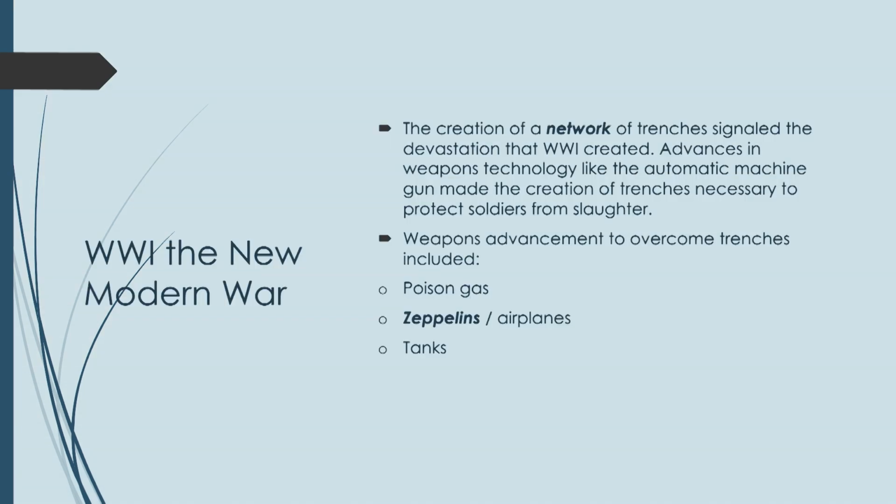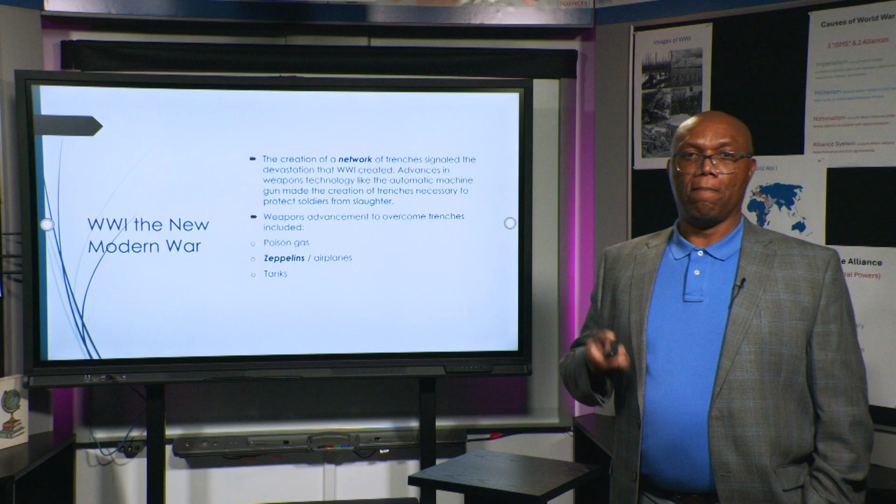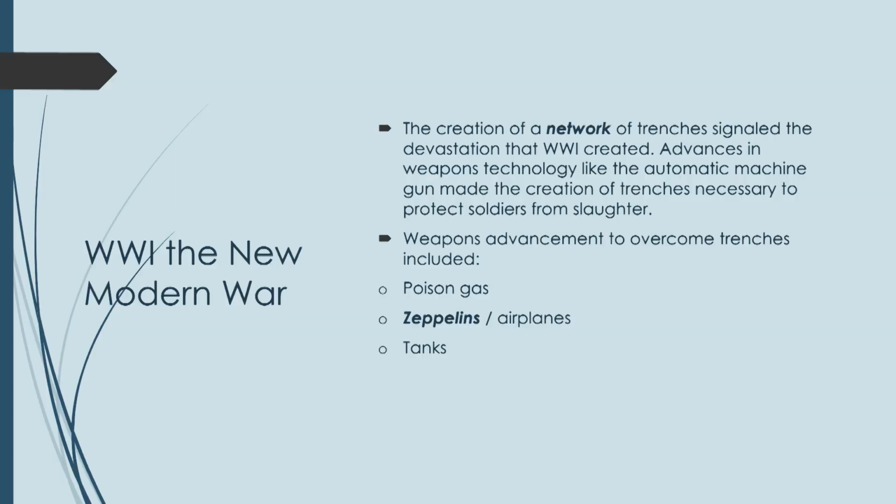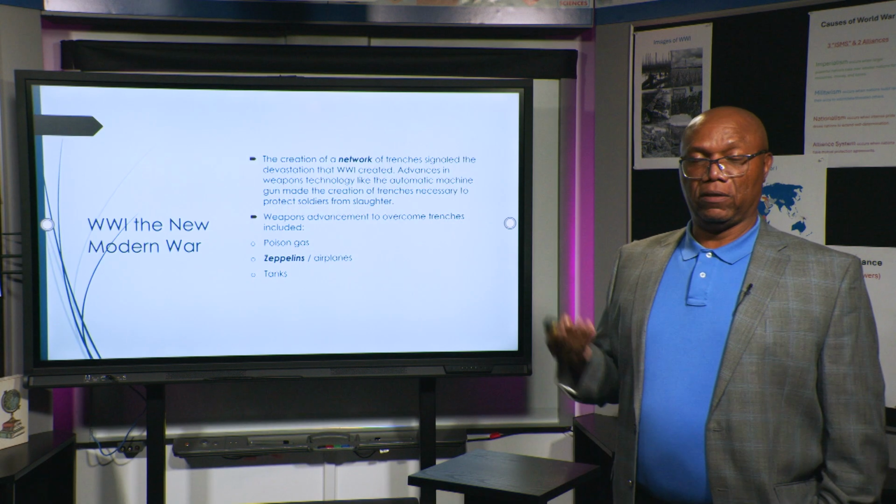Well, we're going to start with World War I, a new modern war. When we talk about it as a modern war, we mean the creation of a network of trenches signaling the devastation that World War I would create. Unlike most wars fought before that, which were violent also, World War I amplifies the amount of violence that we see. Thousands of people could die in battle in a relatively short period of time.